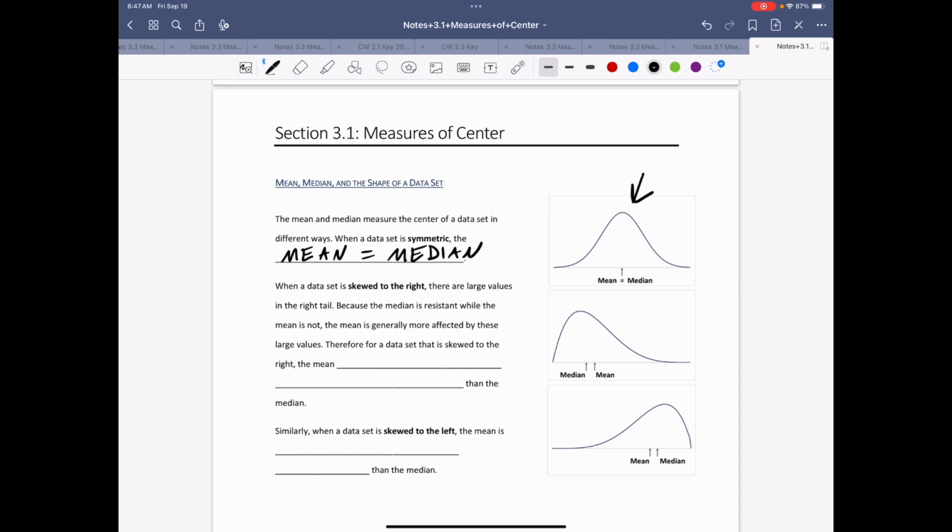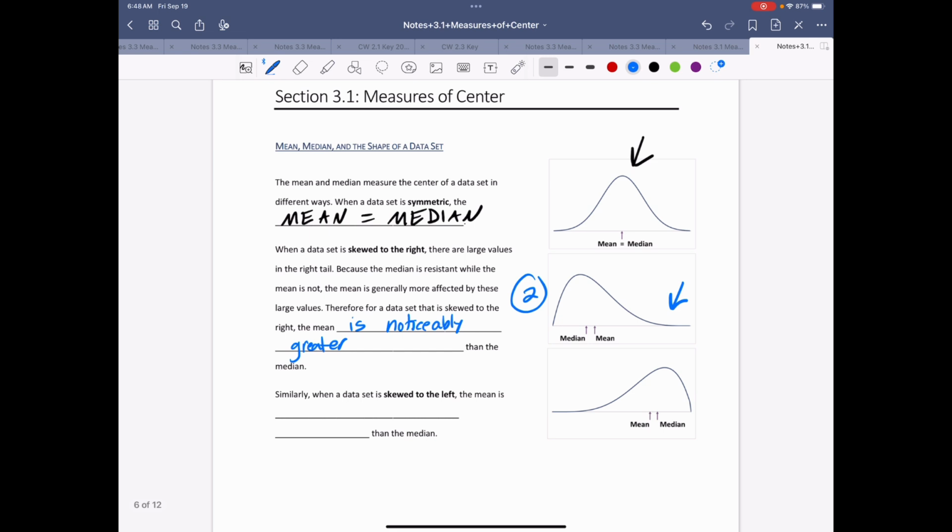All right? When you have a data set like the second one that is skewed to the right, I've got the tail going to the right. There are large values in the right tail. It's like the one we did with the lottery when they won the $1 million lottery. The median is resistant. The mean is not. The mean is generally more affected by these large values. So if you have a data set that's skewed right, the mean is noticeably greater than the median.